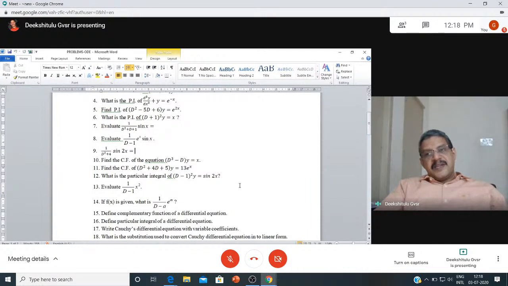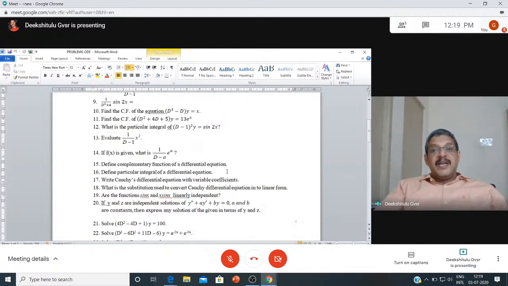Particular integral is 1 by D minus a operating on Q(x), which is e power ax, so it is e power ax times the integral of e power ax into e power minus ax, that is x into e power ax. Direct question. This is from the theory. Direct question from theory.